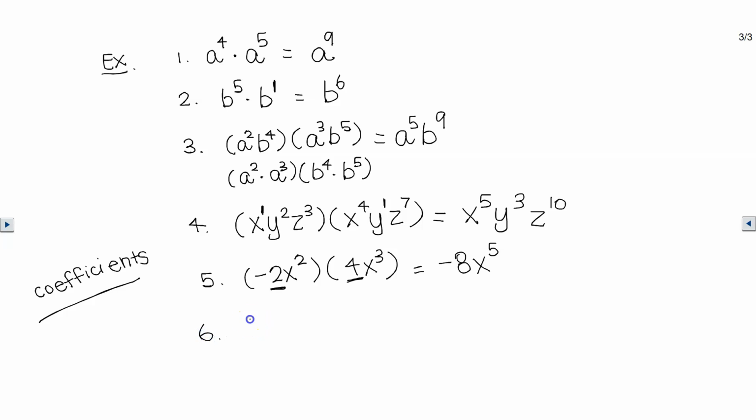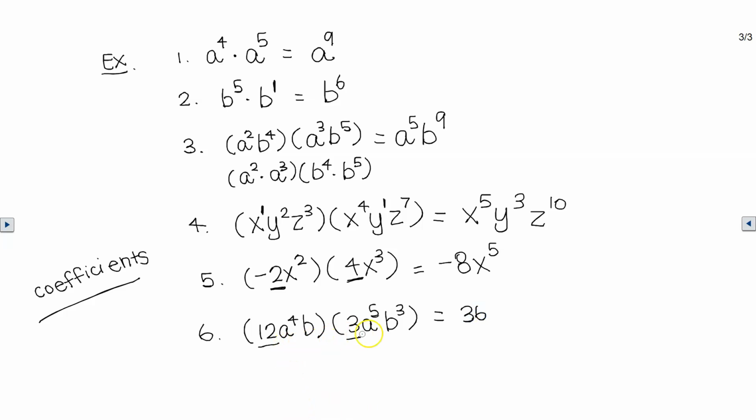So with that said, let's do one last thing here. Let's do 12a to the fourth b times 3a to the fifth b to the third. So notice, multiplication problem that I'm doing here. So I'm going to start with these coefficients, and I'm going to do what the problem says. It's a multiplication problem. So I'm going to multiply my coefficients. 12 times 3 is 36.